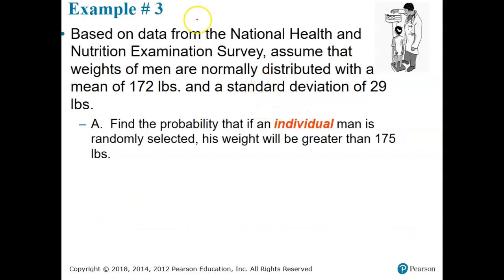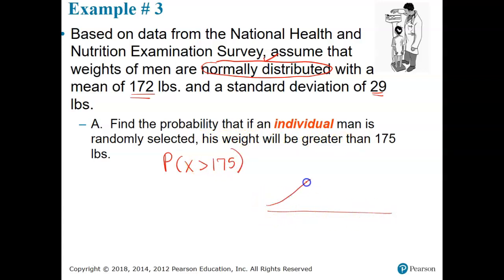Okay, so on this one here, it says based on data from the National Health and Nutrition Examination Survey, assume that weights of men are normally distributed. So that is going to fulfill our central limit theorem for us. It has a mean of 172 and a standard deviation of 29. So here we want to find the probability of an individual man that's randomly selected, that his weight is greater than 175.